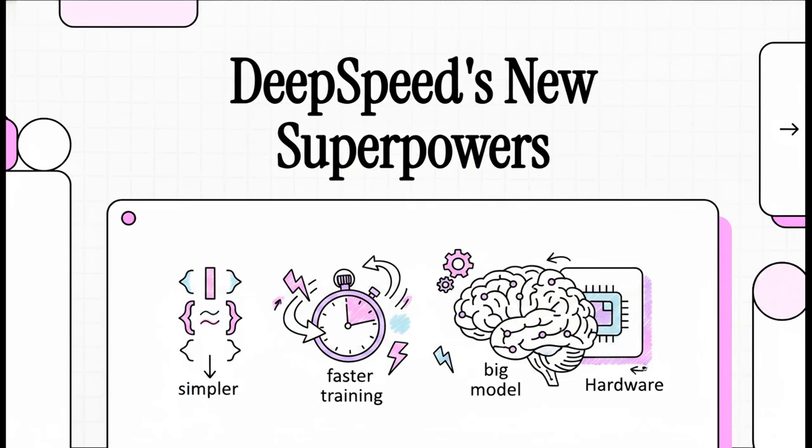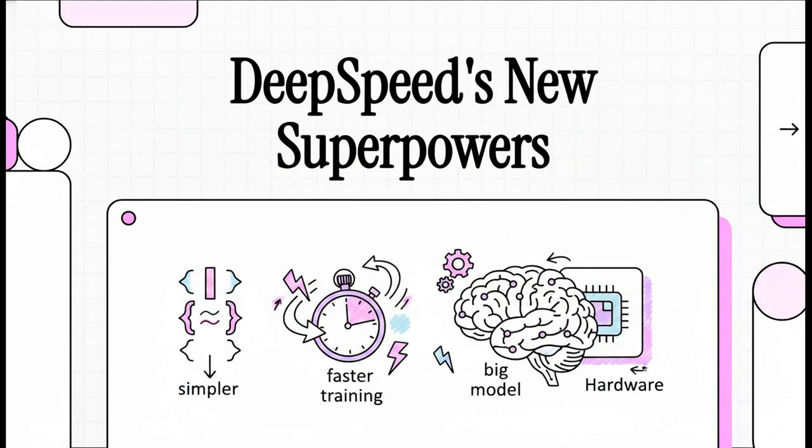Okay, so if you're someone who trains those huge, large-scale AI models, you know the struggle, right? But what if your code could get way simpler? Your training could run faster, and your models could get even bigger, all on the same hardware you have right now. Well, DeepSpeed just dropped two major updates that promise to do exactly that.